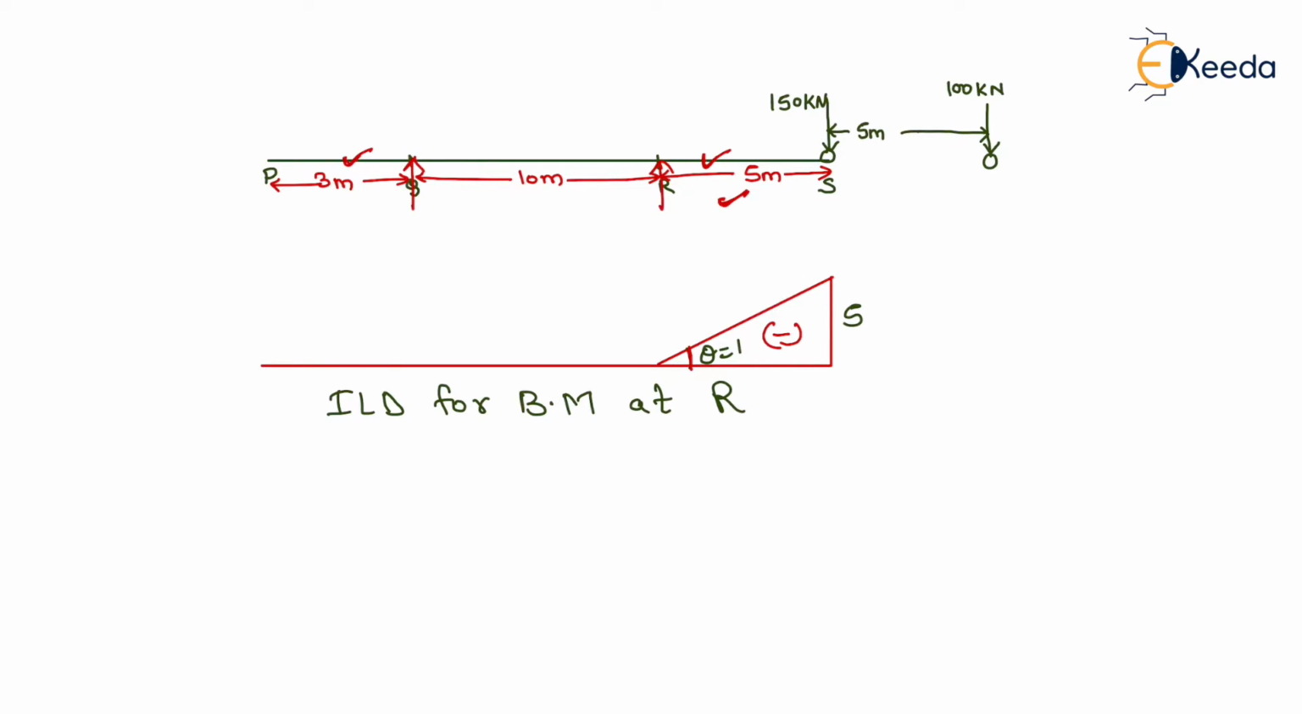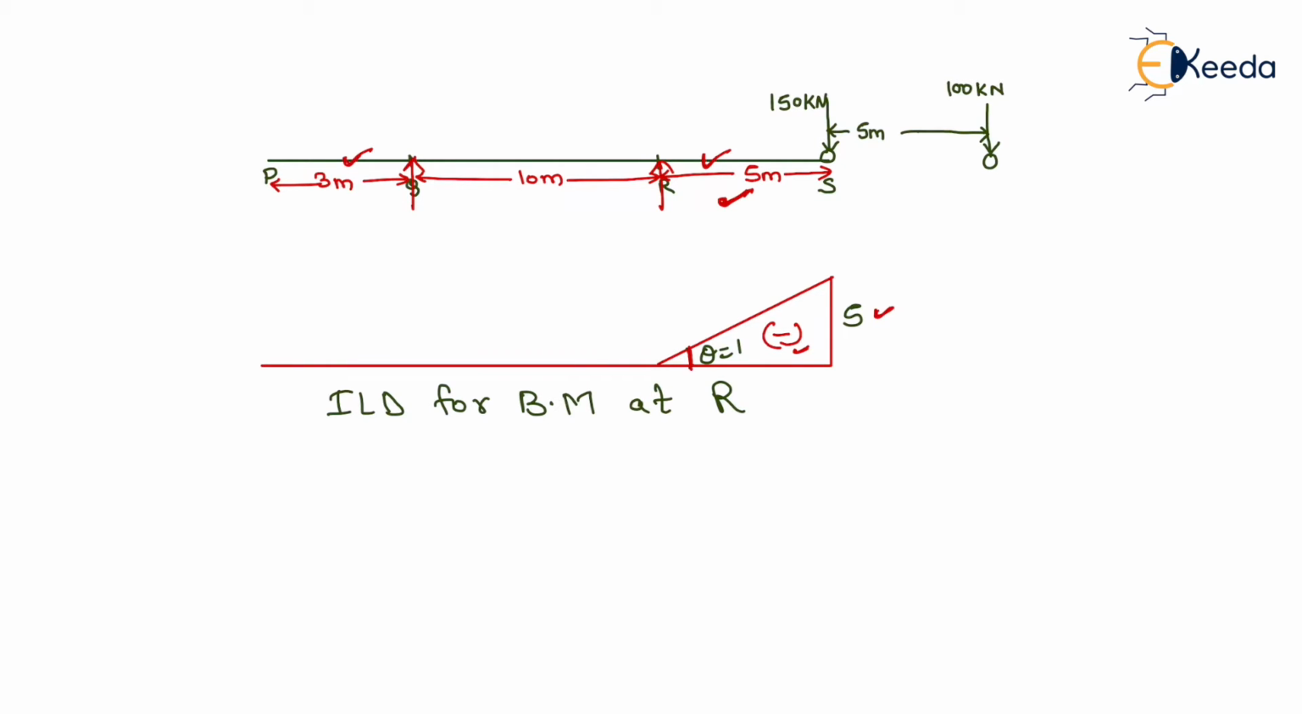Now to draw the ILD for bending moment at R, we need to give a unit rotation at R. Due to unit rotation at R, this ordinate will be equal to 5 because this span length is equal to 5. Now this is the hogging moment, so we put the negative sign here.